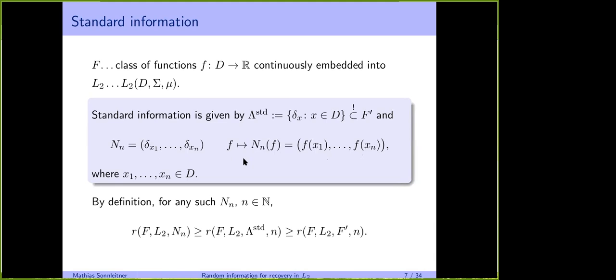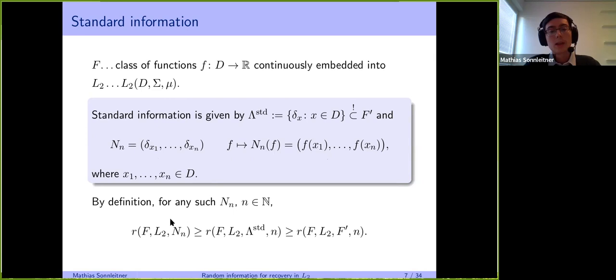And for any such standard information, we have that its radius is at least the minimal radius of information with respect to the class of standard information. And this is again at least the minimal radius with respect to linear information, because linear informations are in this setting a larger set.